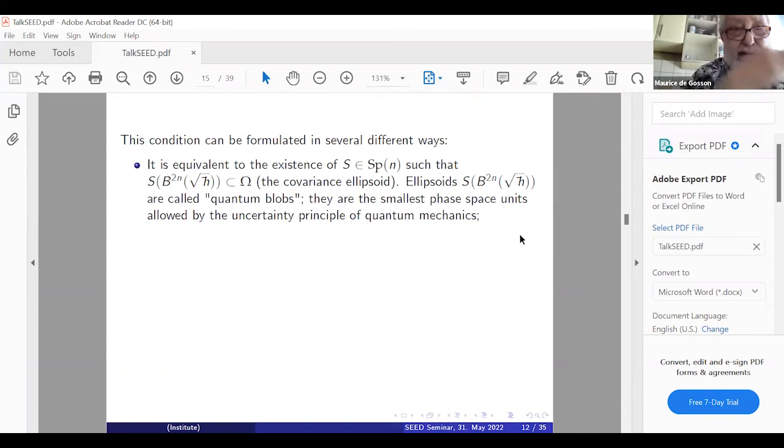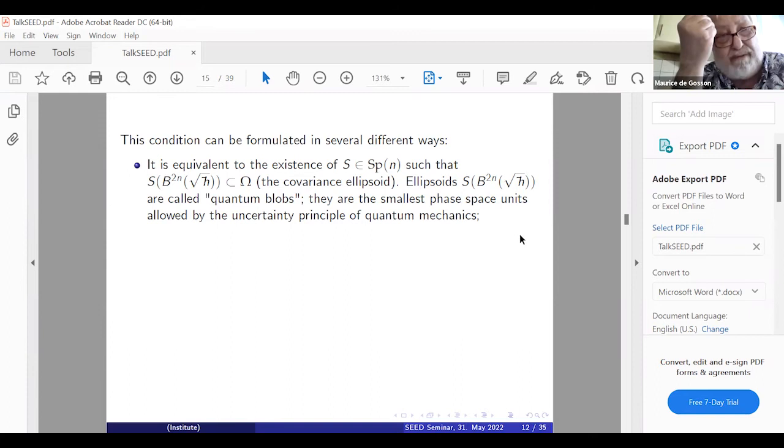So we will get an ellipsoid, which is called a symplectic ball. And what this theorem says is that the quantum condition sigma plus i h bar over 2 J is positive is satisfied if and only if the covariance ellipsoid omega contains such a symplectic ball. I have called such ellipsoids quantum blobs in previous works. They can be viewed as the smallest phase-space units allowed by the uncertainty principle of quantum mechanics.